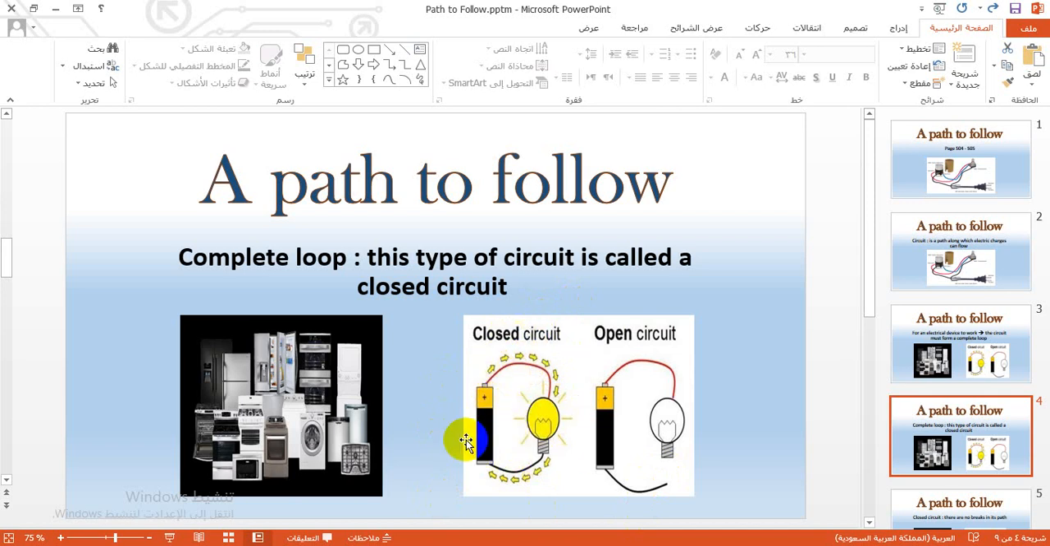Okay, this is what I mean. So for that reason, the devices will not work with an open circuit, but they will work with a closed circuit. So again, the complete loop means a closed circuit.